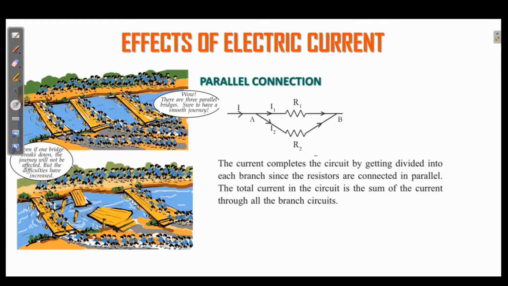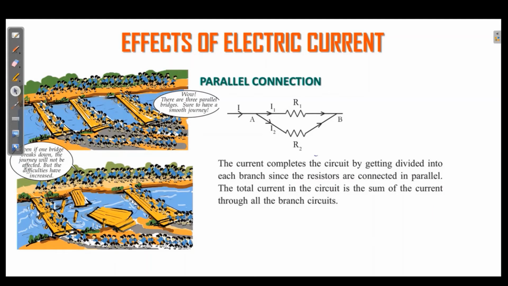Then you just look at the figure. It's the same thing, but the bridges are connected in parallel. That means if one of the bridges is broken, nothing happens. Still the students can move from one side to another. That means in parallel we can ensure the supply even if one of the branches is broken. If the light is off, what happens to your fan? Nothing happens. So they are connected in parallel. Just remember that we connect our home appliances in parallel.